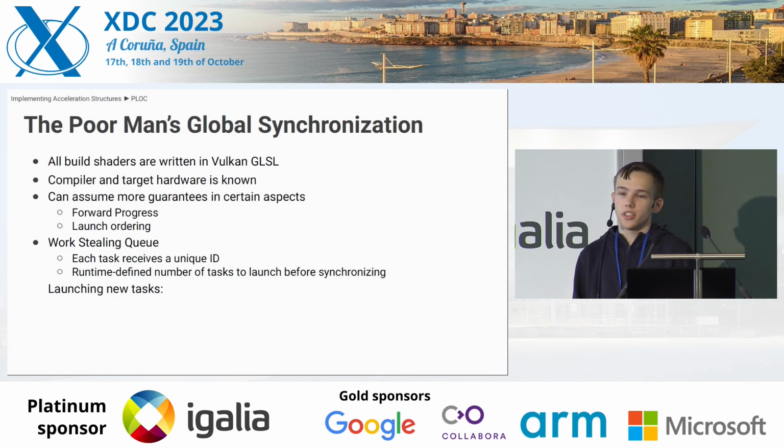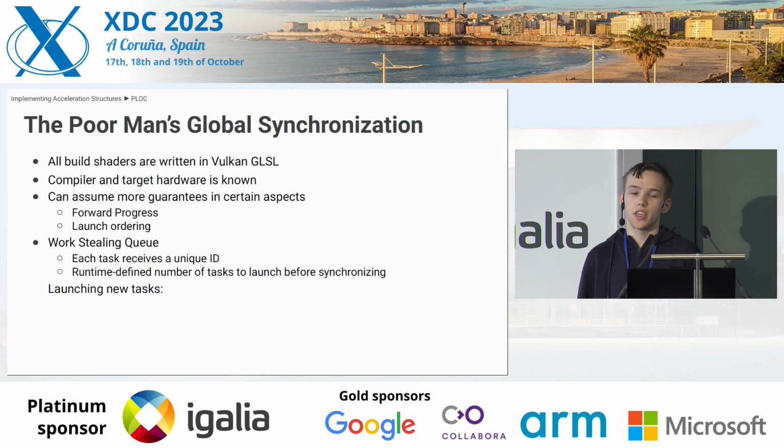Since our build shaders are written in Vulkan GLSL, we don't have many intrinsics we can play with, but we know the target compiler and we know the target hardware, so we can make some extra assumptions about this. For example, we can assume certain things about independent forward progress. That is, if we have some invocations that just continuously poll a value in memory and busy wait on that until it changes, that actually won't starve any of the invocations doing useful work. So at some point, the invocations doing useful work will finish and we can exit that busy wait loop and continue on with our work.